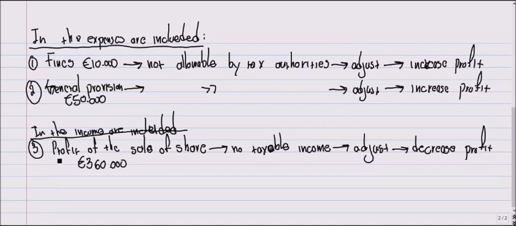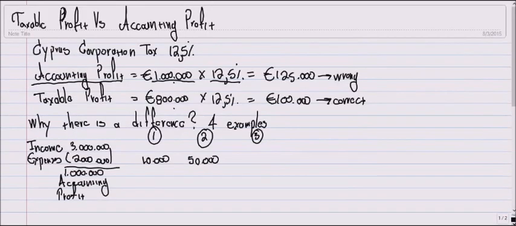Something I need to note about this is that the profit of the sale of shares is for a company that the sale of shares is not its main activity. This is very important. Let's put this in our example. We decrease our income. So the total from the first 3 examples is the following.